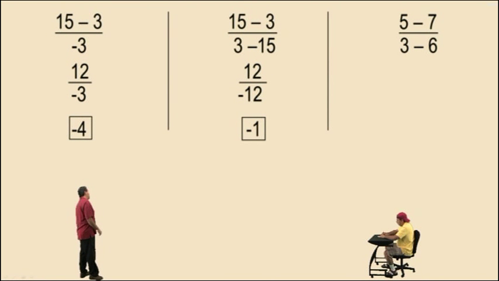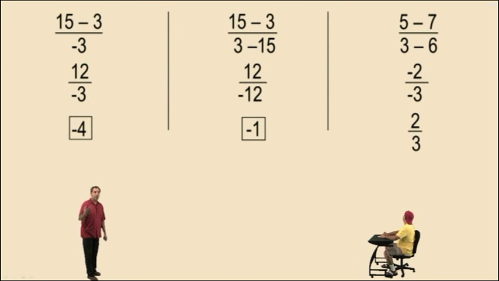Now in this problem, 5 subtract 7 divided by 3 subtract 6. Let's simplify the top. 5 subtract 7 is negative 2. 3 subtract 6 is negative 3. And negative 2 divided by negative 3, you really can't simplify that yet, right? This is getting into fractions. But a negative divided by a negative is positive. So we can write this division problem, negative 2 divided by negative 3, as a positive 2 divided by a positive 3. And that's our answer at this point. We're going to get to fractions very soon here, but that's enough for now.